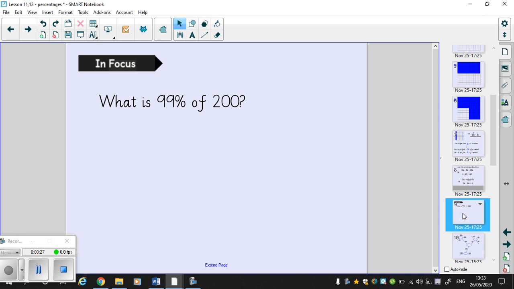What is 99% of 200? Now, obviously, you could work out 90% of 200. You could work out 9% of 200 and put those two numbers together. But a much quicker way might be to think, well, 99% of 200 is 1% less than the total, and the total is 200. This is a question you actually should be able to do in your head in about 10 seconds. So I'll leave that one with you.